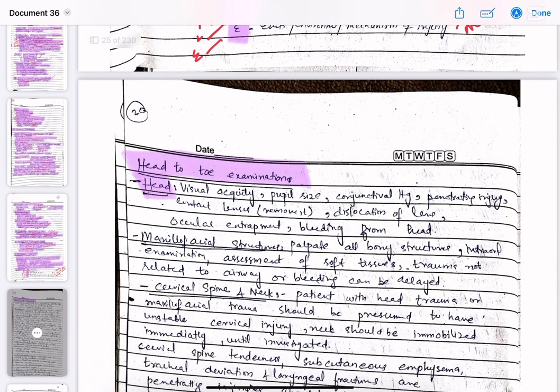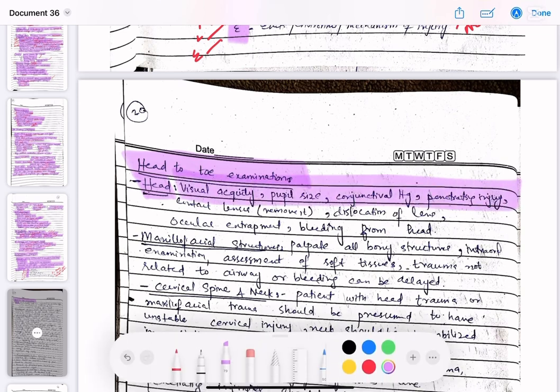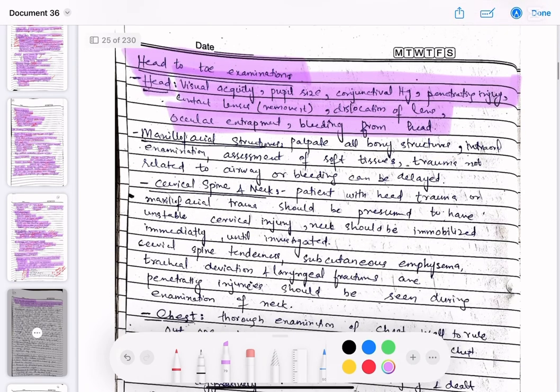examined, in which the visual acuity is checked, conjunctival hemorrhage is checked, penetrating injury is checked, contact lenses, dislocation of the lens, and ocular entrapment, bleeding from the head. Then maxillofacial structures are checked, which is palpate all bony structures, intraoral examination, assessment of the soft tissues. Trauma not related to airway or bleeding can be delayed.